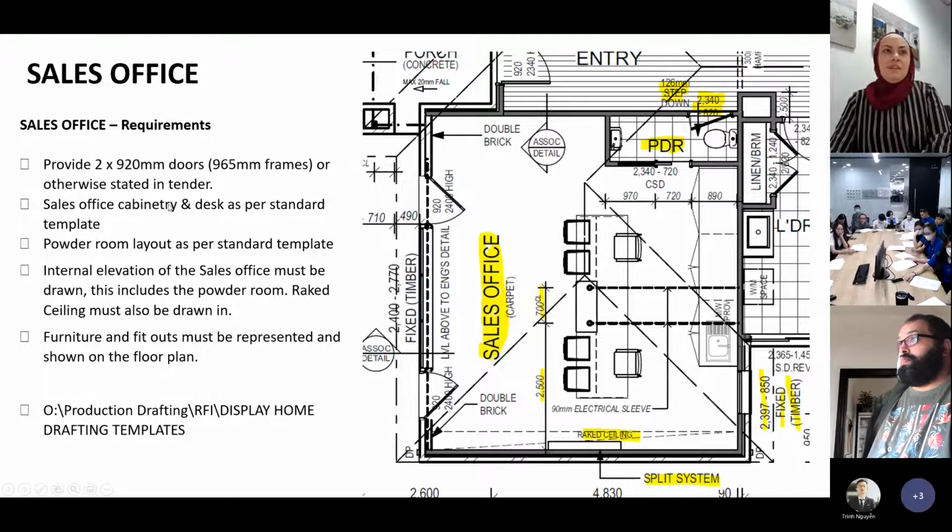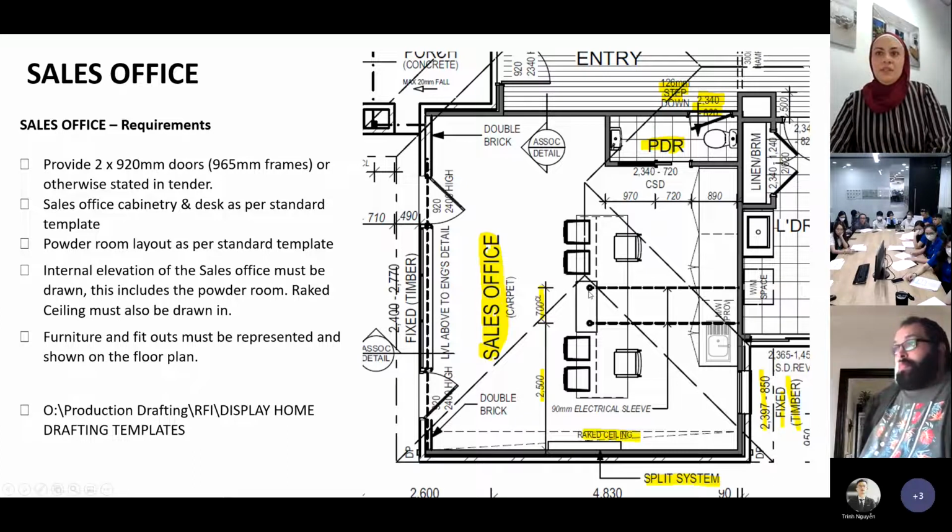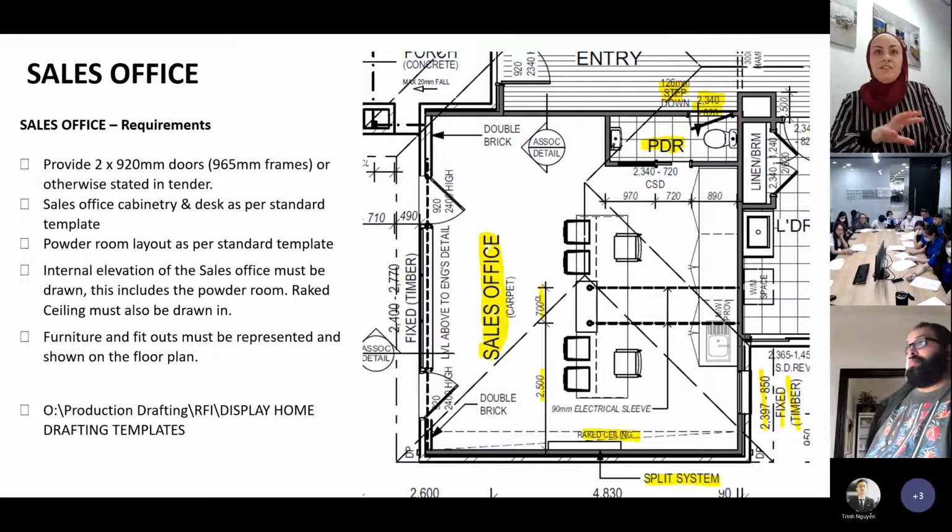So as we spoke about, sales office cabinetry, powder room layout. Another thing we need to provide is the internal elevations of the sales office, which must be drawn. This includes the powder room and the raked ceiling. So just providing general internal elevations. And once again, those internal elevations are available to you in the sales office template to make it easy.